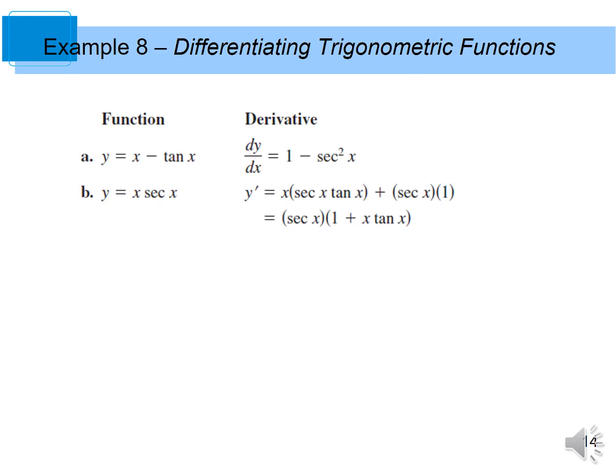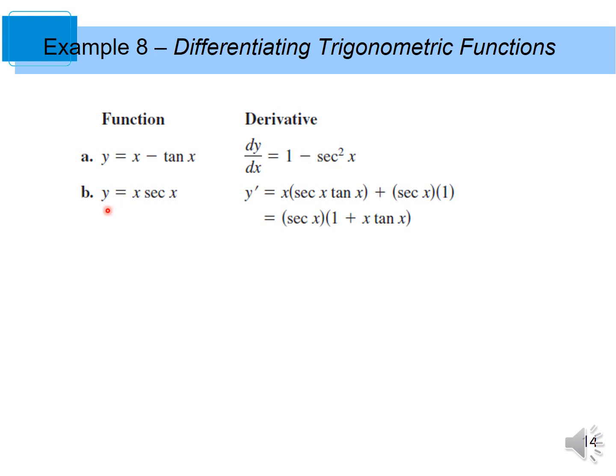Look at this example. y equal to x minus tangent x. Since the function is in sum and difference form, we use the sum and difference rule, meaning that we straight away differentiate the first term and then the second term. So we differentiate x using the power rule. Do you still remember? So we have 1. And we differentiate tangent x, we have secant squared x.